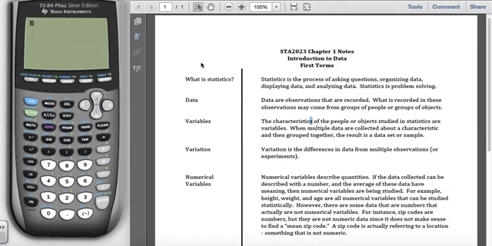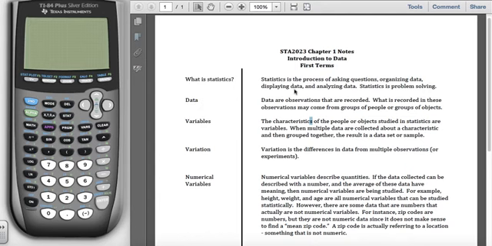In this video, we're going to start talking about some important terms for Chapter 1 of our class, and a lot of these terms will continue on into future chapters. So this is STA2023. This is a statistics class. The first question to answer is, well, what is statistics?